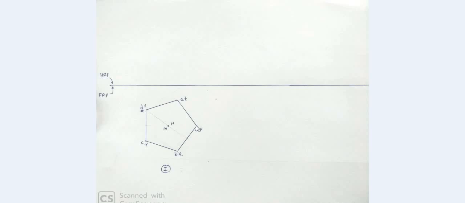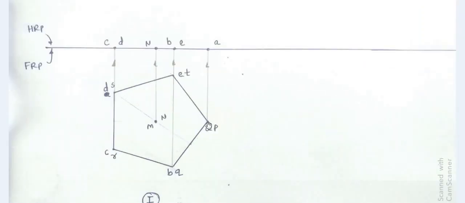So first we will project points of the lower base on the HRP. So A we have projected on HRP. Due to symmetry, B and E will overlap at the same position. C and D would overlap at the same position. And we have decided that N will be the center point of the lower pentagon. That's why N also will be projected on the lower base. So these are 5 corner points and 1 center point N projected on the lower base or on HRP.